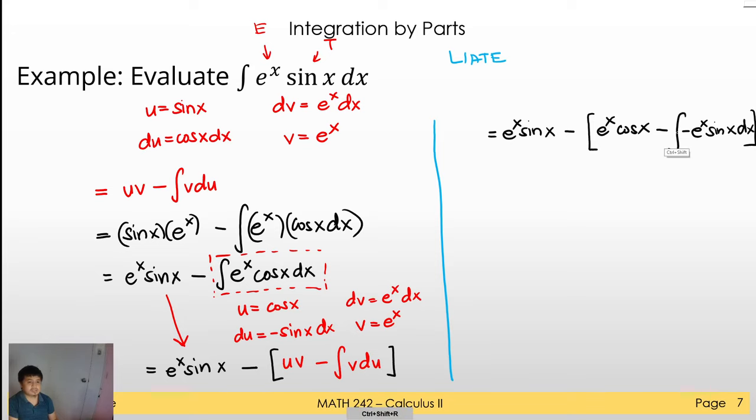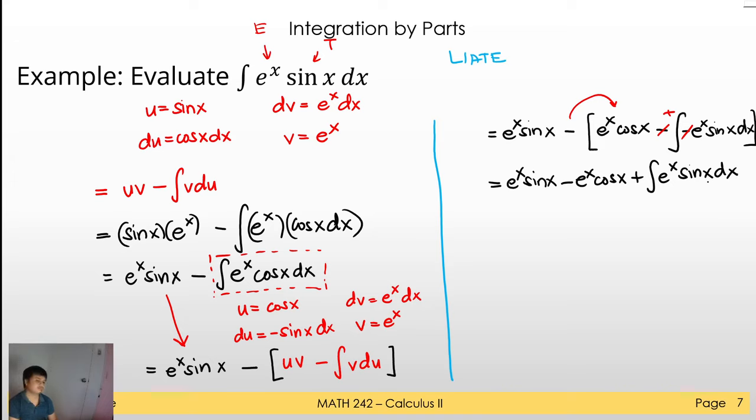If you simplify, this will cancel out and become positive, and then we can distribute this negative sign. So we have e raised to x sine x minus e raised to x cosine x plus the integral of e raised to x sine x dx. So what happens? We have another problem. Should we use integration by parts again in this portion?